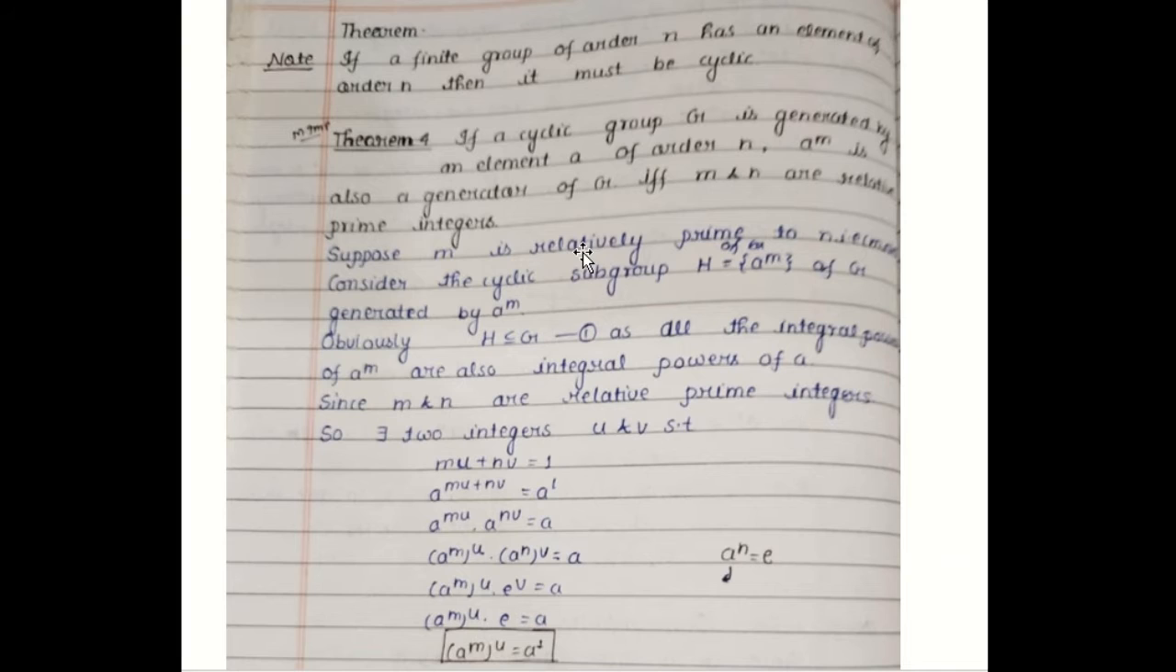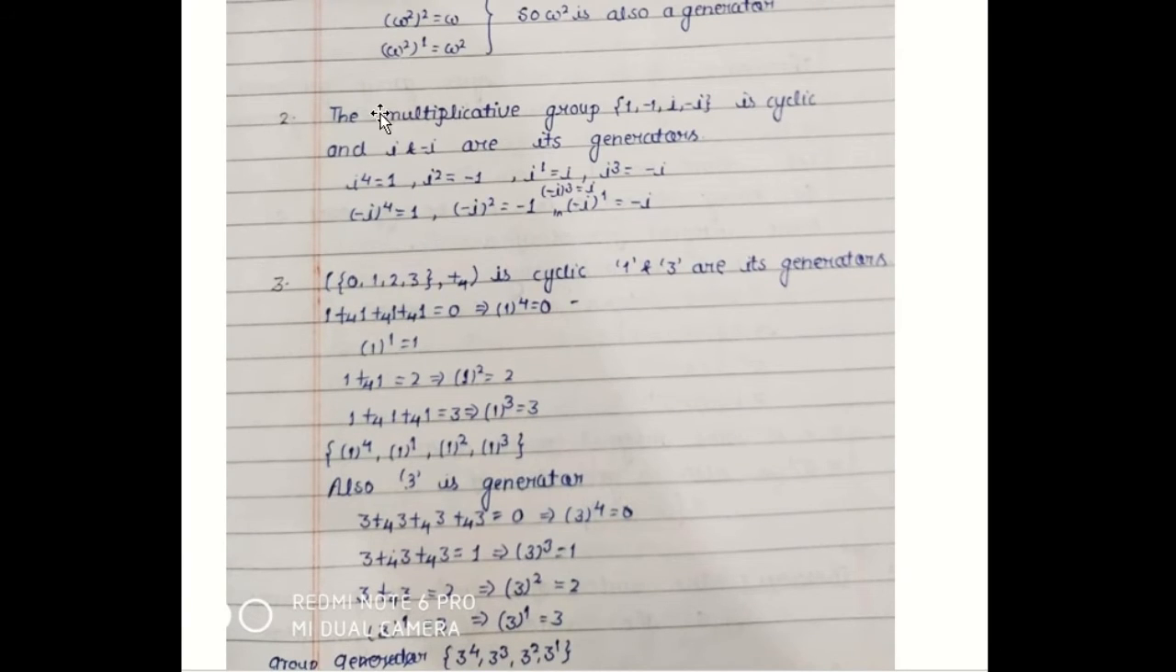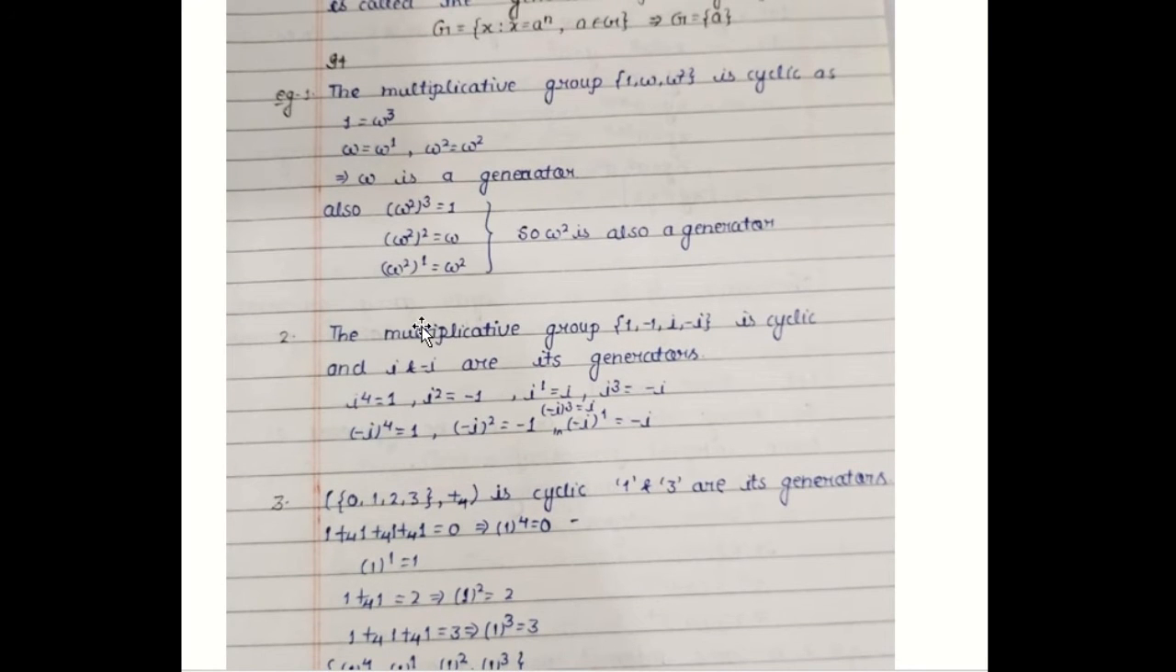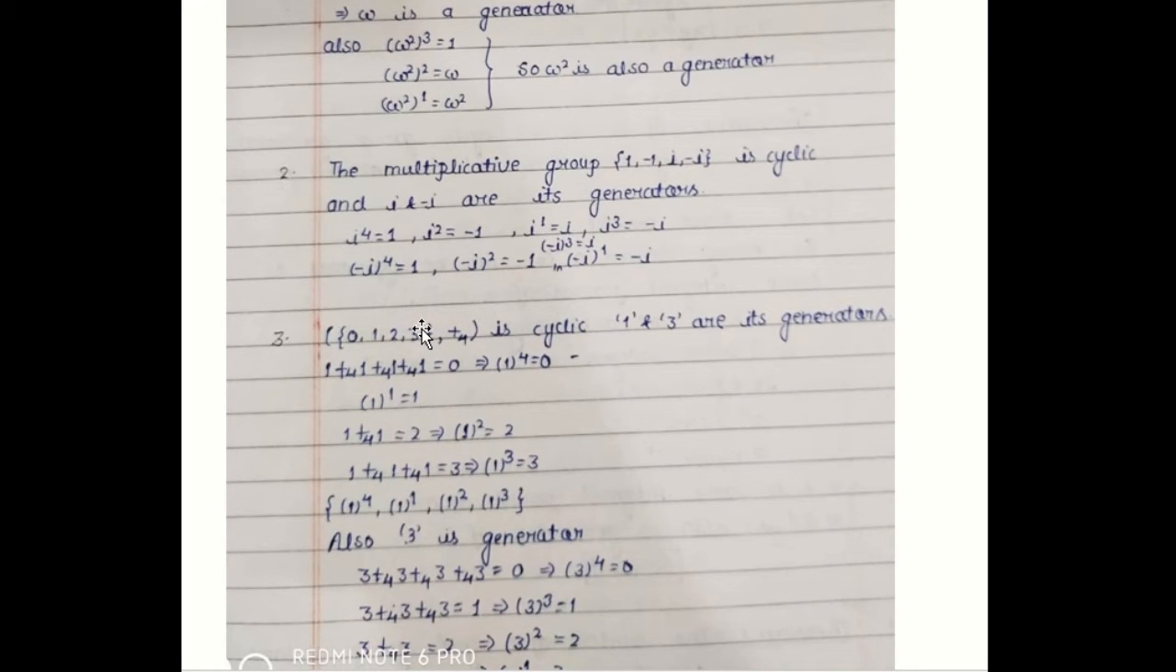Now the next theorem is: if a finite group of order n has an element of order n, then it must be cyclic. You can see it in the previous examples that this group is cyclic because the generator i has order 4. Similarly, omega is of order 3, which is equal to the order of the group. So that's the theorem. This is a corollary of the previous theorem.